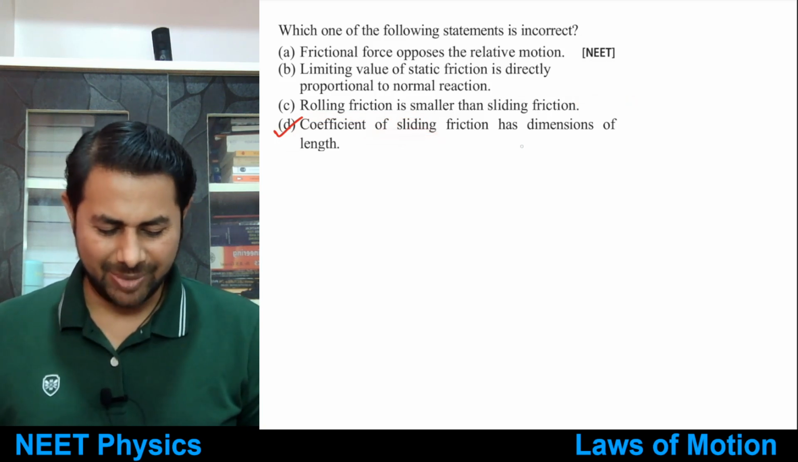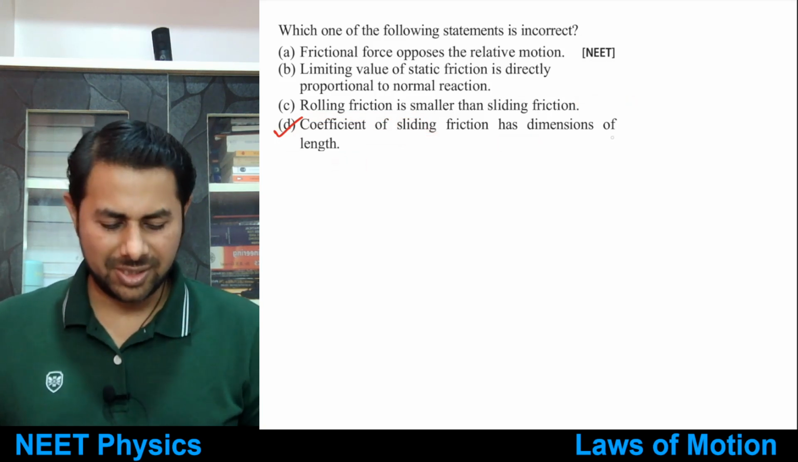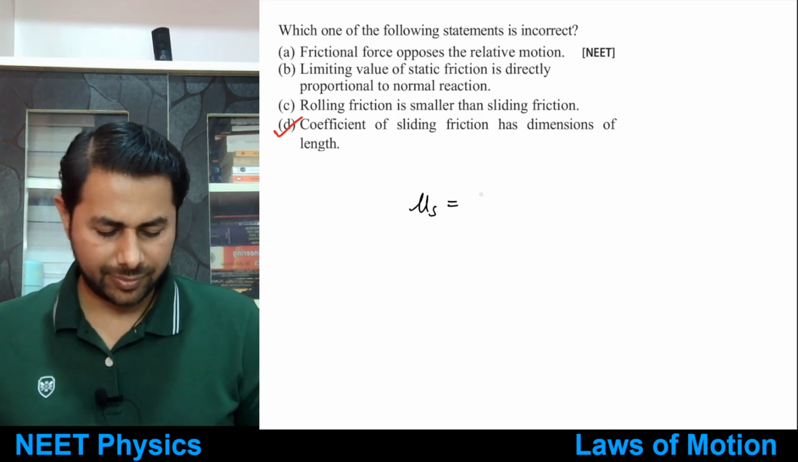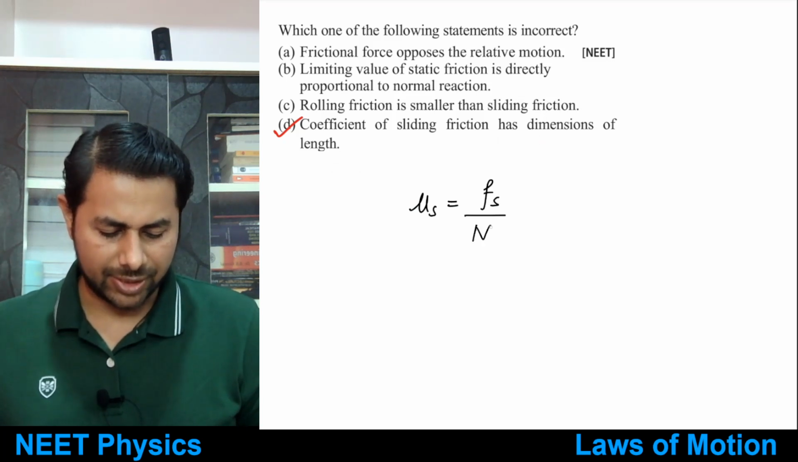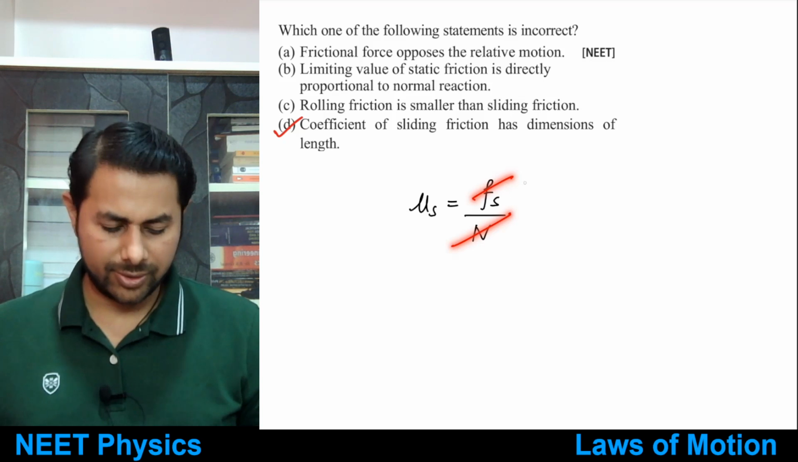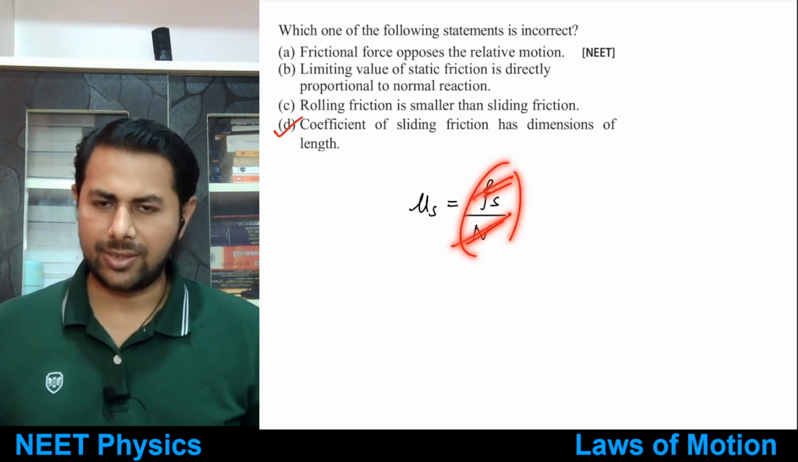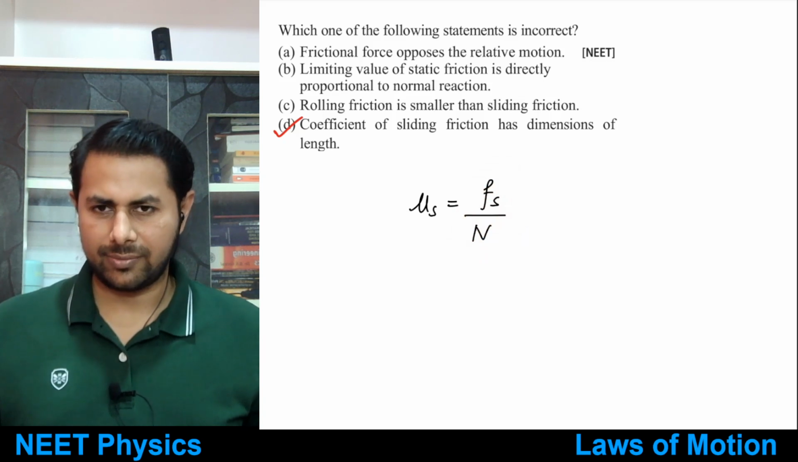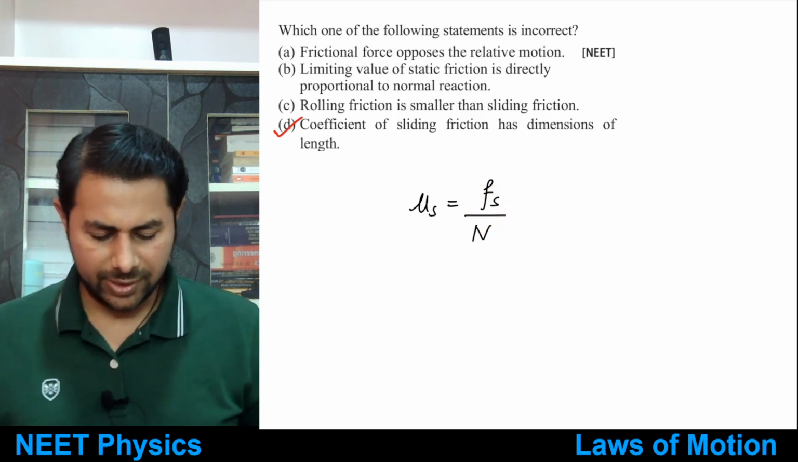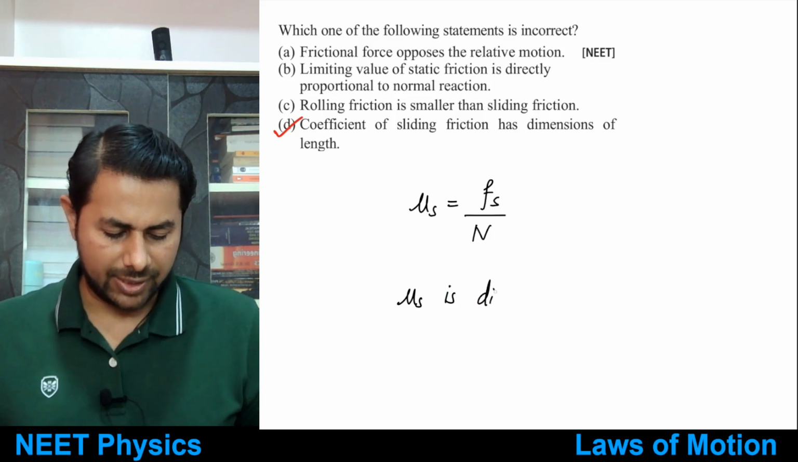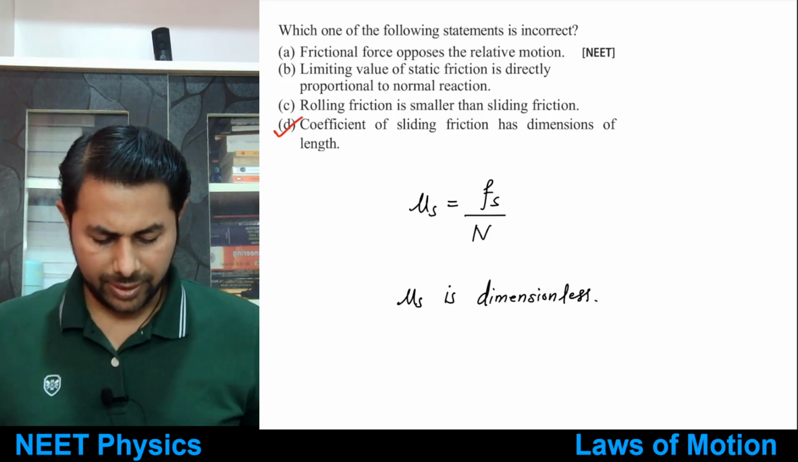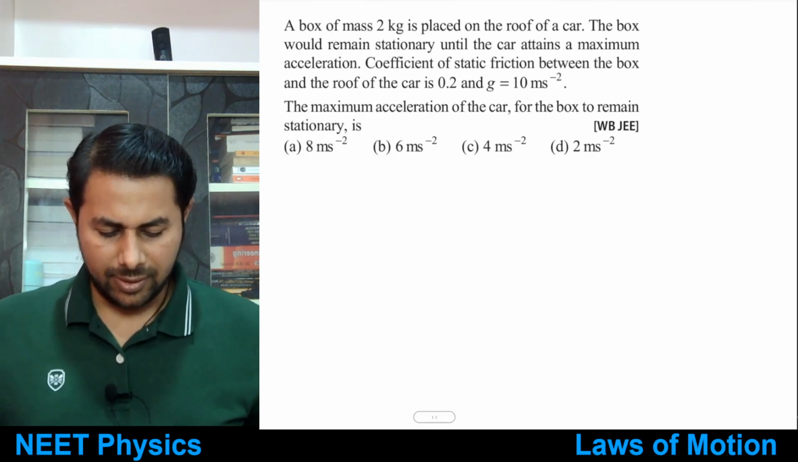Coefficient of sliding friction has dimensions of length. Is it true? Not true. Why? Because mu s is equal to what? Fs divided by normal reaction. So this is a force, this is also a force, so the units get cancelled out and there will be no dimensions. So mu s, the coefficient of static or sliding friction, is dimensionless, right? Okay, very simple.